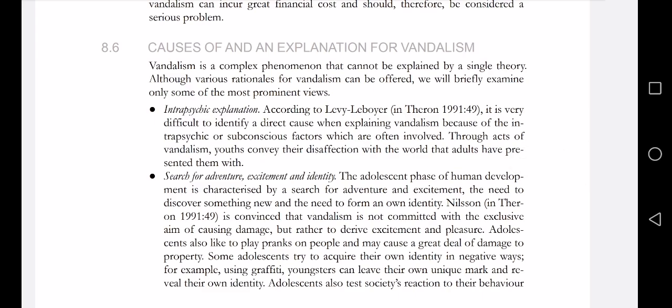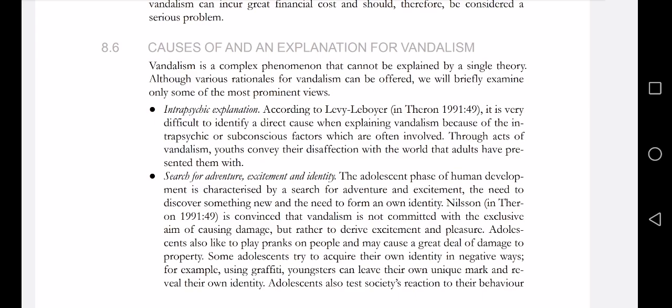Alright, let's move to the causes and explanations for vandalism. Vandalism is a complex phenomenon that cannot be explained by a single theory. Although various rationales of vandalism can be offered, we will briefly explain only some of the most prominent views.